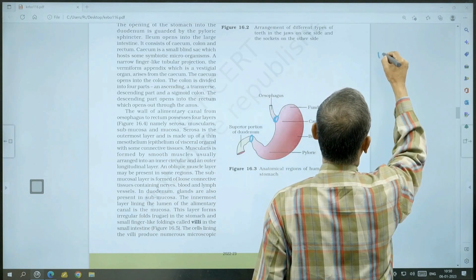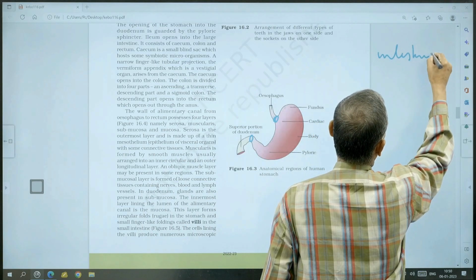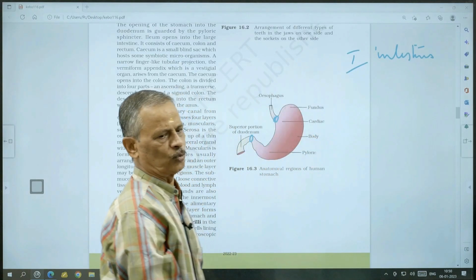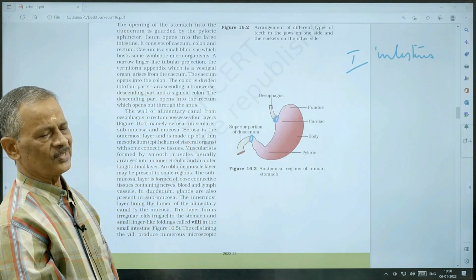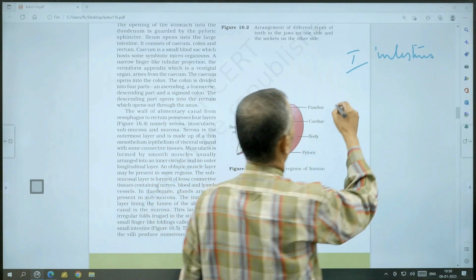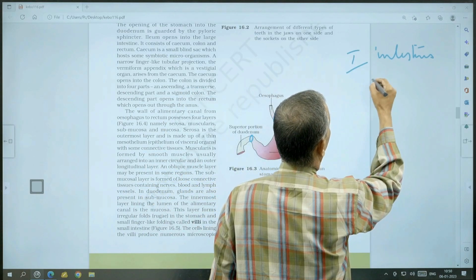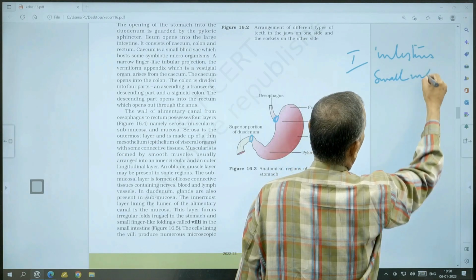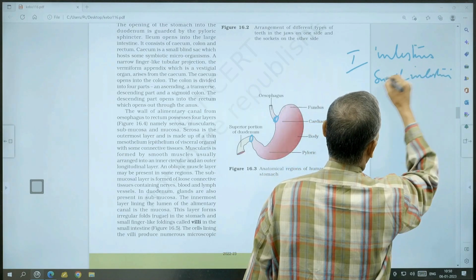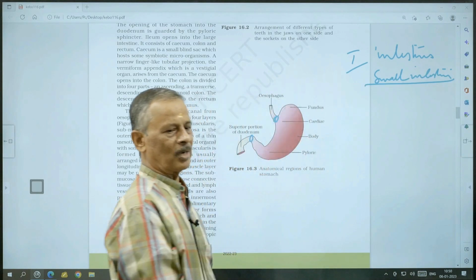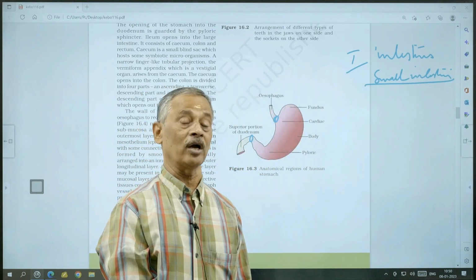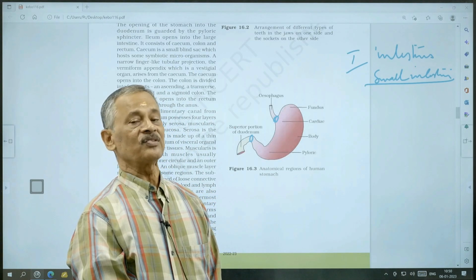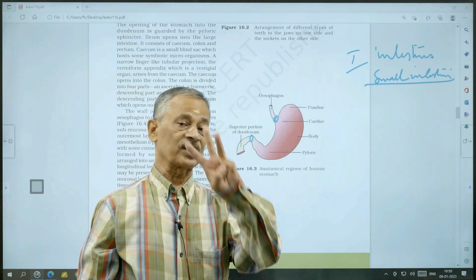Intestine has 2 parts. It's a long coiled muscular tube which is having 2 parts. 1, it is small intestine. Why is it called small intestine? Because diameter is small, but length is long. It is longer. Length is high. This is called small intestine, which has 3 parts.